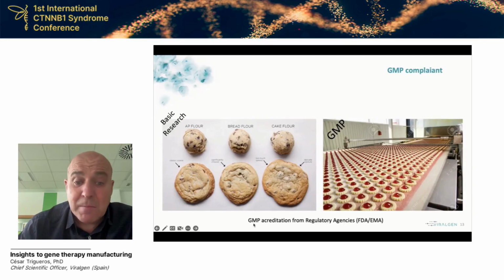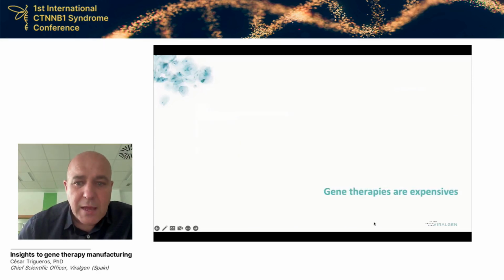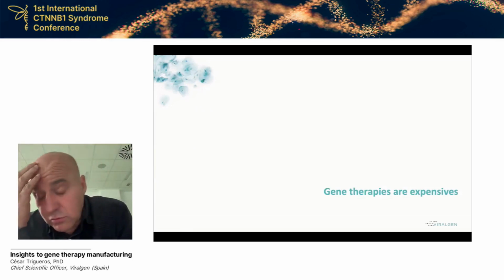In fact, we need a GMP accreditation from the regulatory agencies to be able to produce virus to inject in humans. This is regulated in every country differently, but the main ones are the FDA in the States and the EMA in Europe.